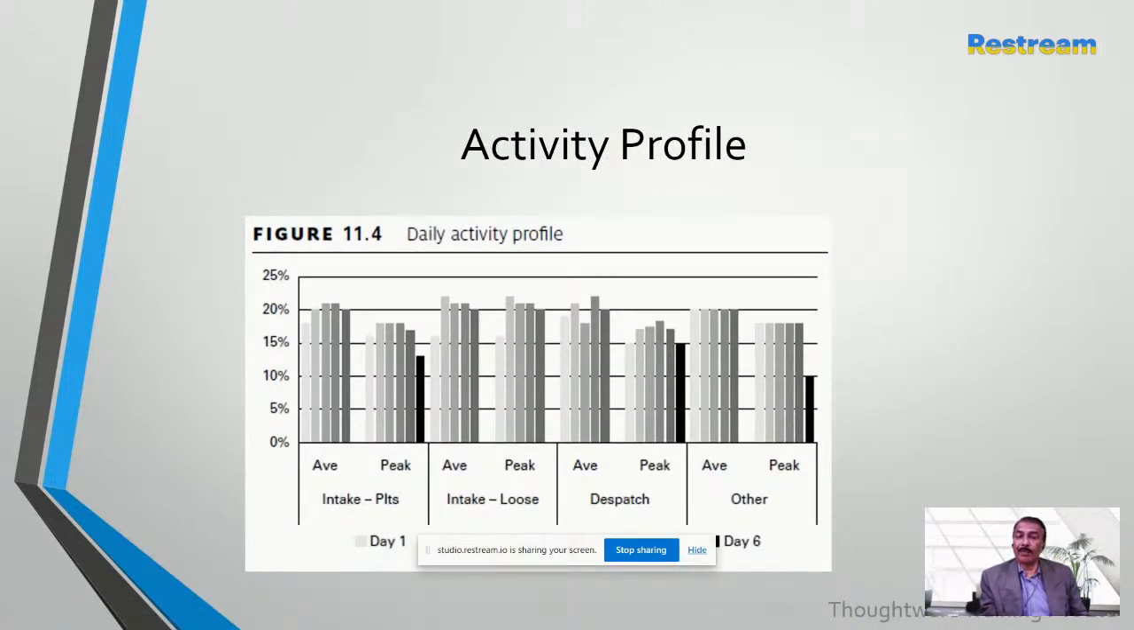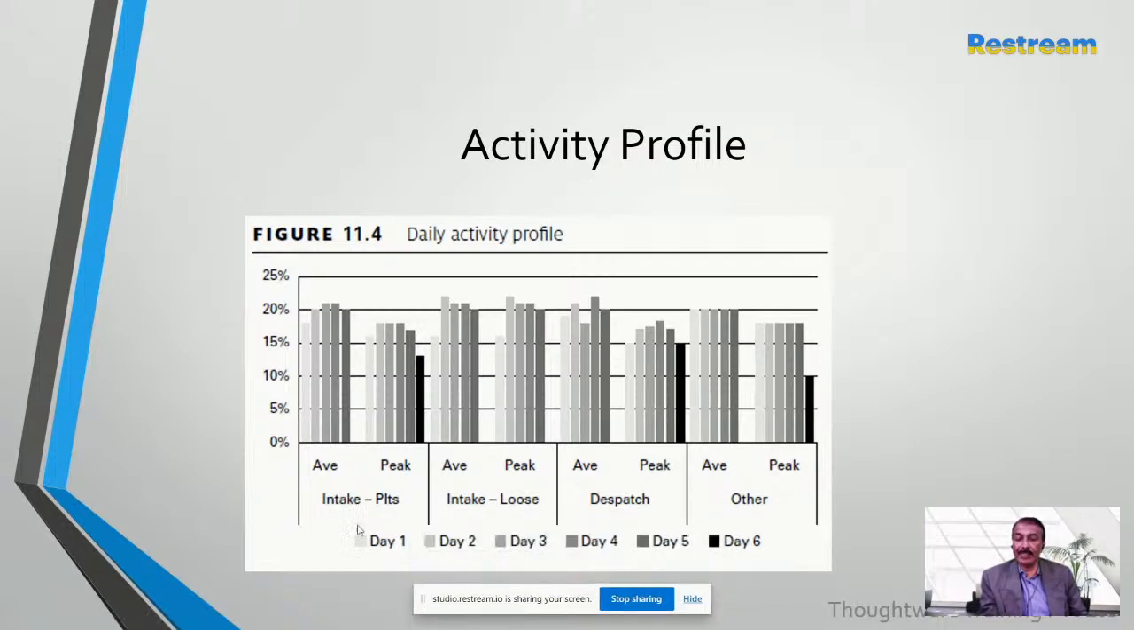So the activity profile can also be made in different formats. For example, here you can see day-wise, what is the average and peak volume, and you can see day one, day two, day three, and this is essential if you want to find out the capacity of your warehouse. Otherwise, talking orally will not help.